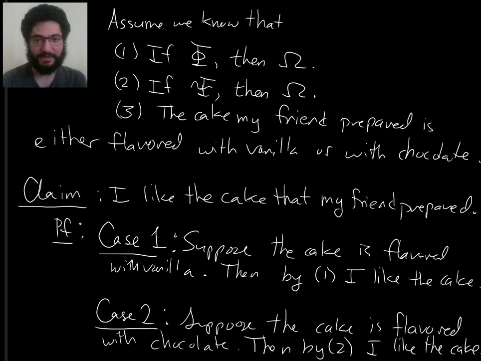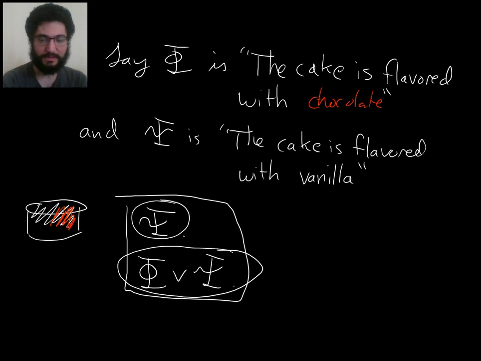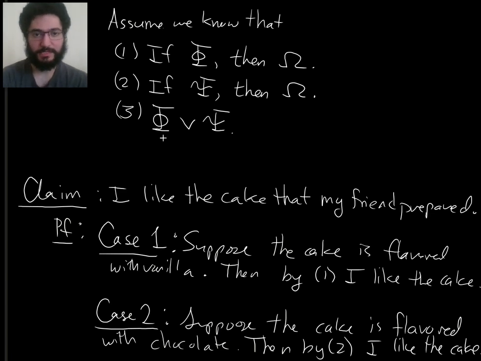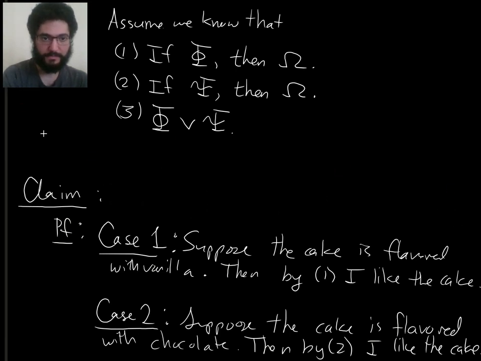Let's say psi is the cake is flavored with chocolate. If the cake is flavored with chocolate, then I like the cake. So this is just like what we had assigned to phi and psi earlier. I think I swapped vanilla and chocolate, but not important. Okay, so now number 3 is going to say either the cake is flavored with vanilla or it's flavored with chocolate. So that's phi or psi. And the claim now is omega. Omega is I like the cake. So the claim is just that omega holds.